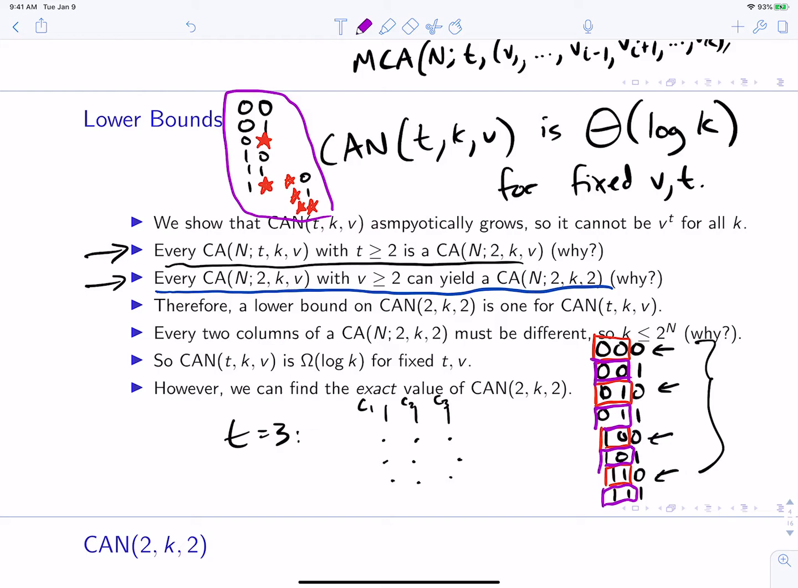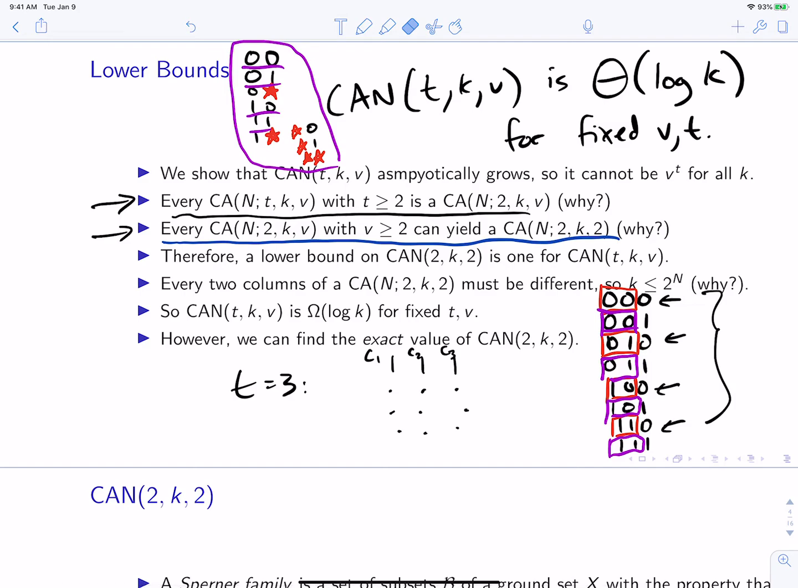So does this work? Well, if you look at the remaining entries, 0, 0, 0, 1, 1, 0, 1, 1. So in fact, the same array, if you change every other symbol into either 0 or 1, then I get an array with exactly 2 symbols, 2 values. Okay? Any questions on that? So that's what we did last time.